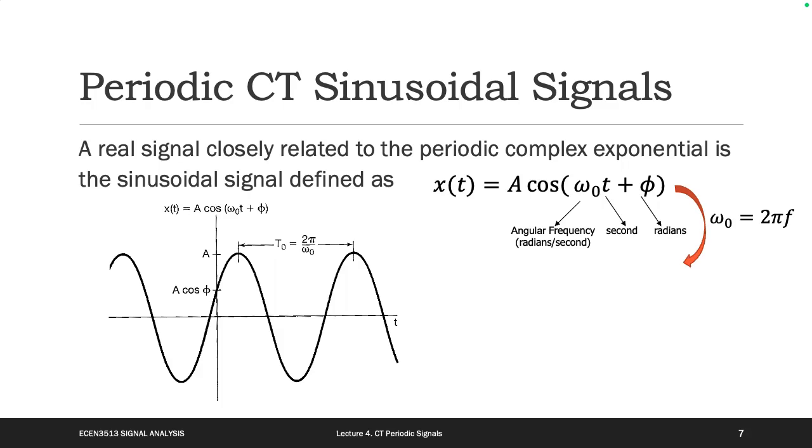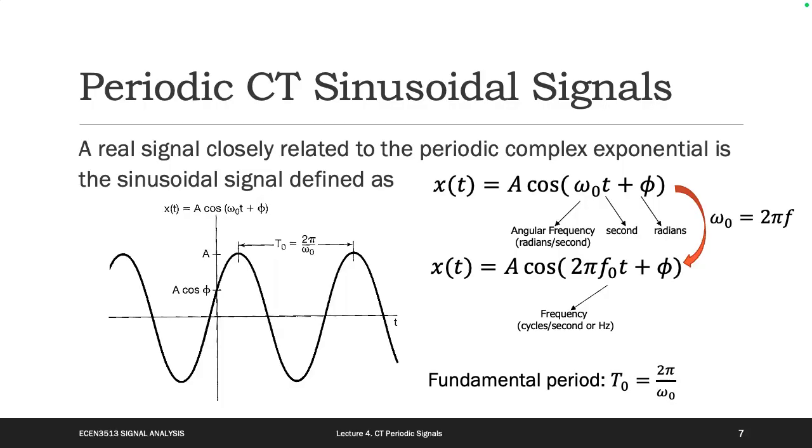Actually, we have this equation, the angular frequency omega equals 2 pi times f, which means the angular frequency and the normal frequency have this relationship. You can transfer the angular frequency to the normal frequency, and also the normal frequency to the angular frequency. If you use the normal frequency, you can write this equation here. Any question? Okay, and this is just the frequency we usually talk about. The fundamental period for the sinusoidal signal, we usually use this equation, 2 pi over omega 0.